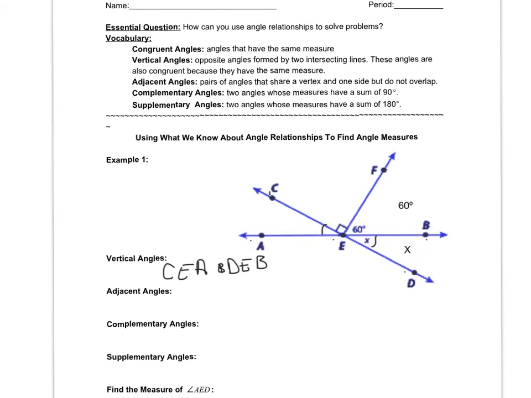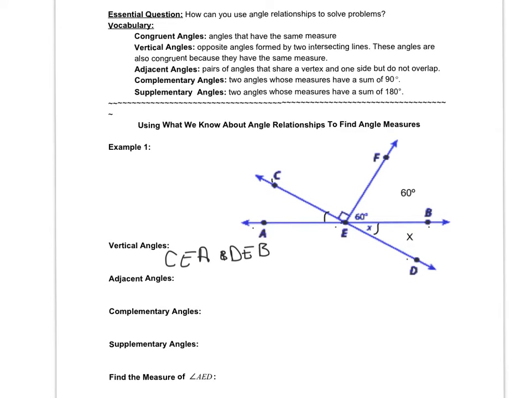Now we have adjacent angles, and adjacent angles happen when we have two angles that share a vertex, so that center point, and they also share a side. So these two angles right here, AEC and CEF, share a side. They share the side CE. So these two angles are adjacent. So I'm going to list them as CEA and CEF.